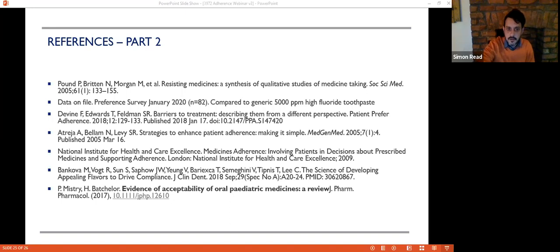Okay, I'll just dig around for another one. Okay. During the talk, you briefly mentioned adherence monitoring and self-reporting of medicine taking being inaccurate. What other ways are there of monitoring a patient's medication adherence?